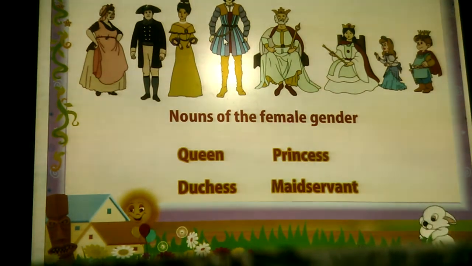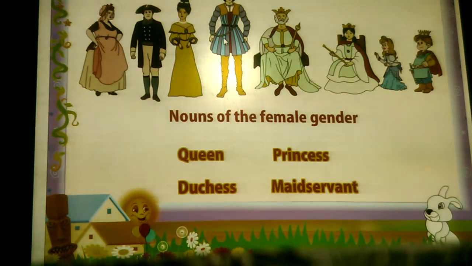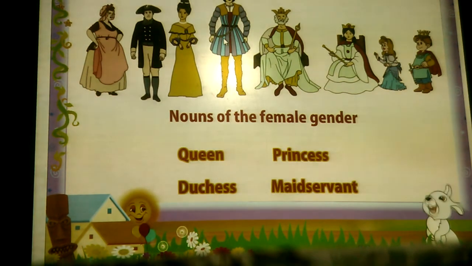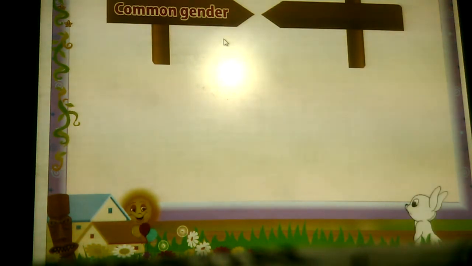Now Rainbow, did you know that there are two more noun genders? Yes, the common gender and the neuter gender. Let us find out the difference between the two.